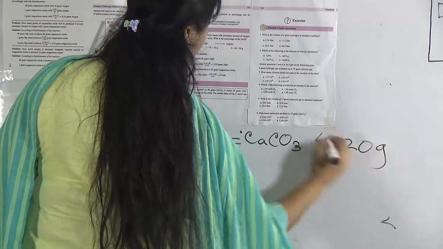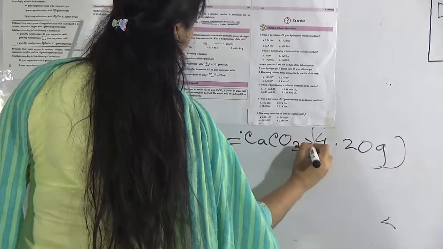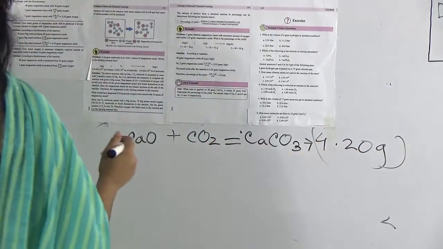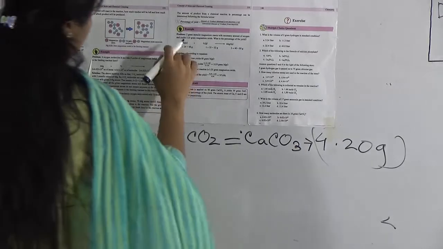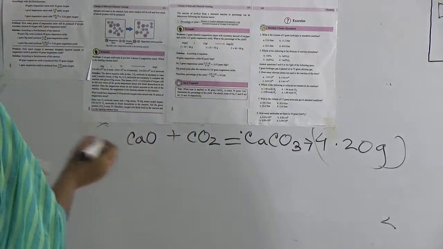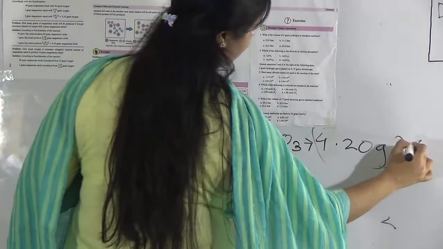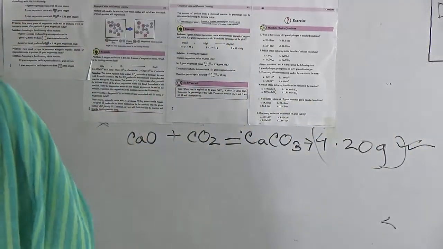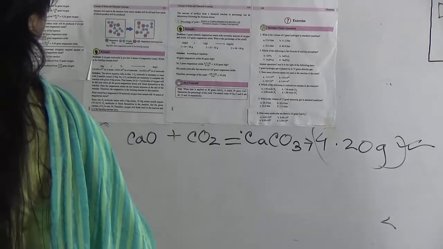4.20 gram of calcium carbonate, and this is the given obtained amount from the reaction, given in the question. Then we have to find out the percentage of yield.